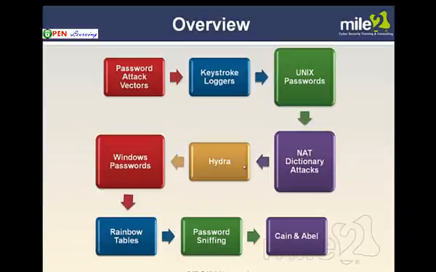In this chapter, we're going to be looking at password attack methods, keystroke loggers, Unix passwords, NetBIOS auditing tools, dictionary attacks, basically NAT dictionary attacks, Hydra, Windows passwords, rainbow tables, password sniffing, and Cain and Abel.